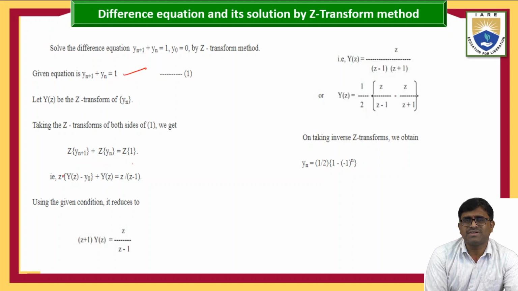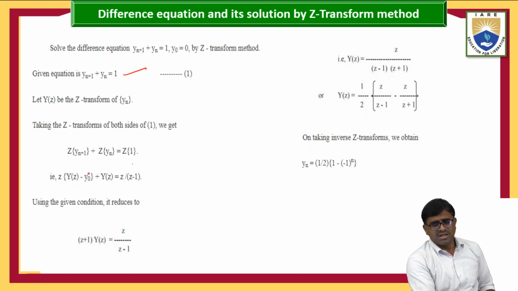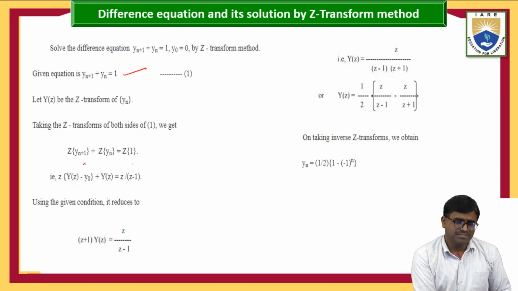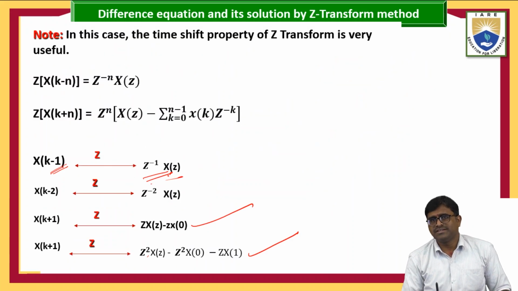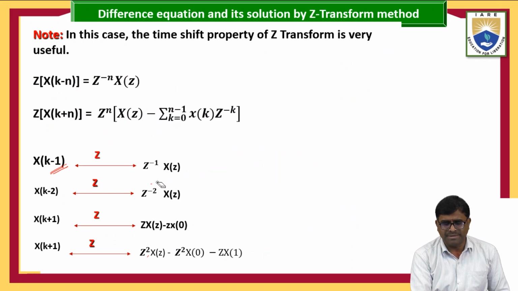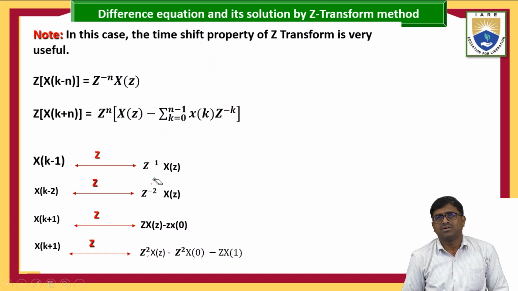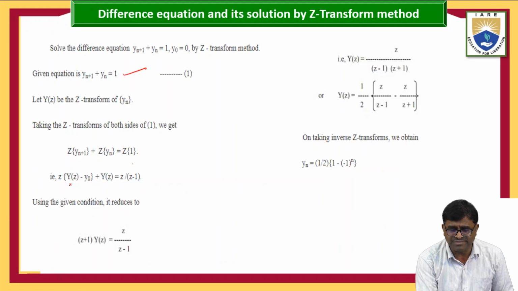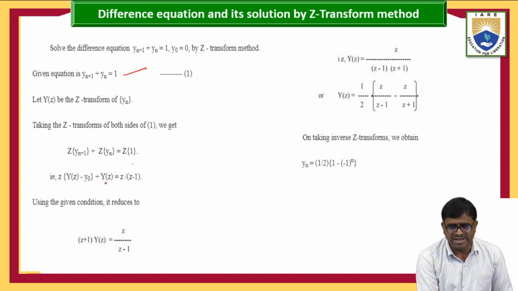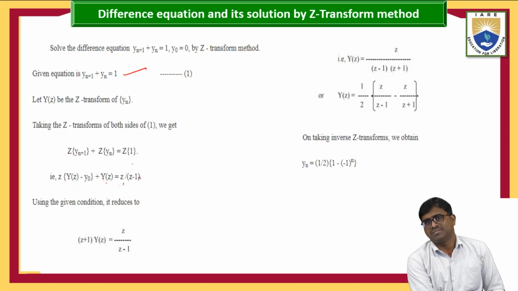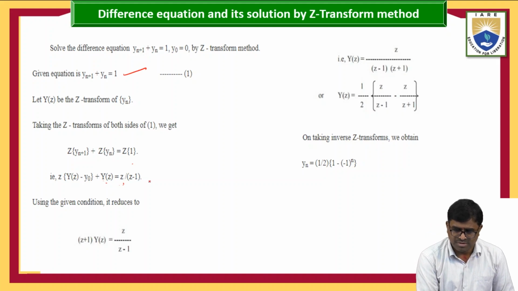If you take the Z transform for this function, it is the time interval with a delay of 1 unit time. See the formula. This is the formula for a delay of 1 unit time: Z into Y of Z minus initial value, minus Y of Z, equal to the Z transform of Z of Z minus 1.